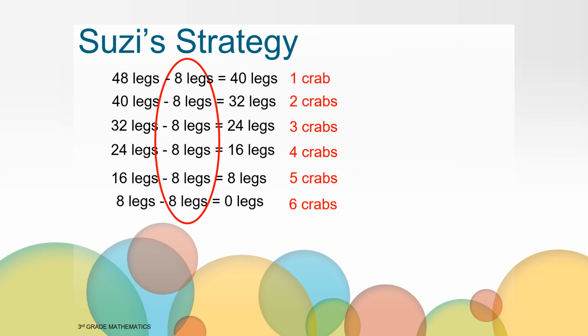The equation that Suzi wrote to match her strategy is 48 divided by 8 equals 6. 48 total legs divided into 8 legs in each group to make 6 crabs. Why do you think Suzi's strategy worked for a division problem? What is division?